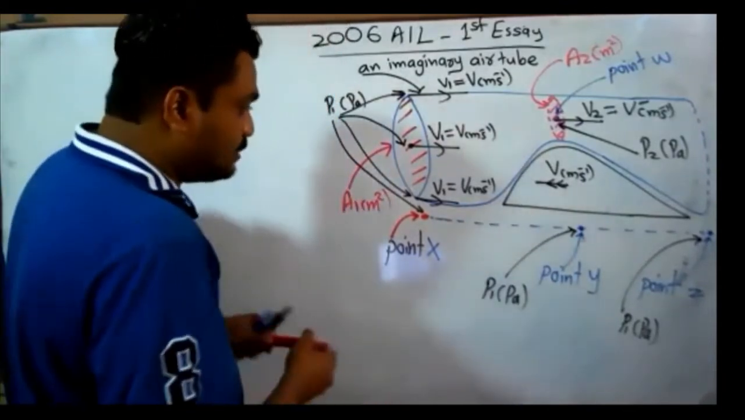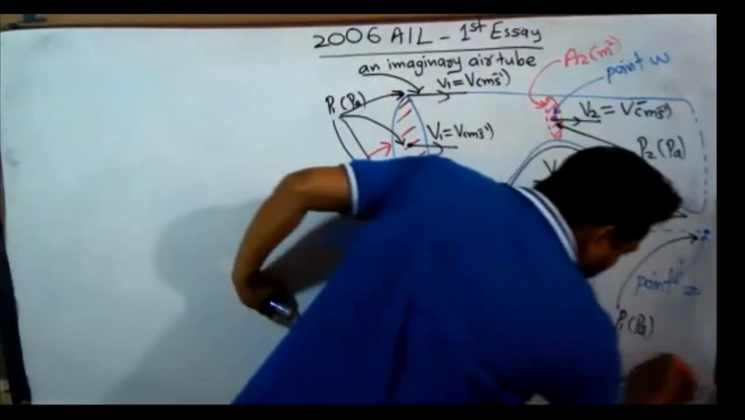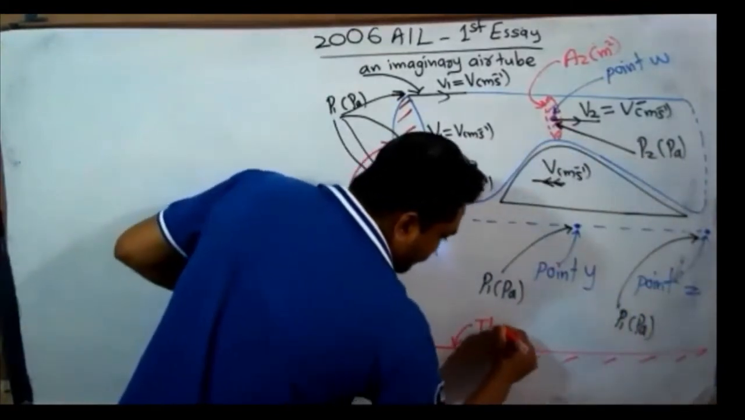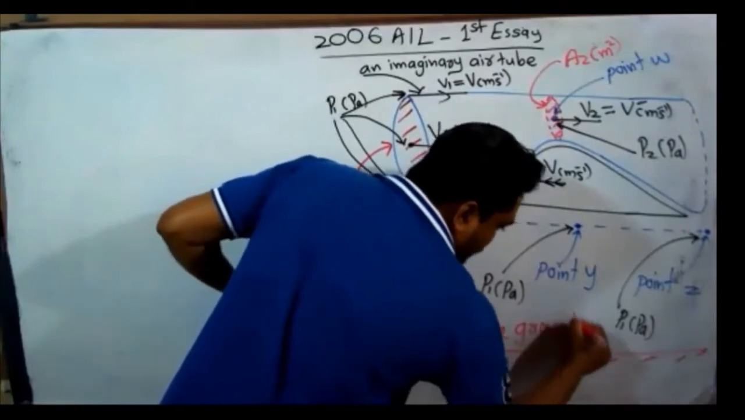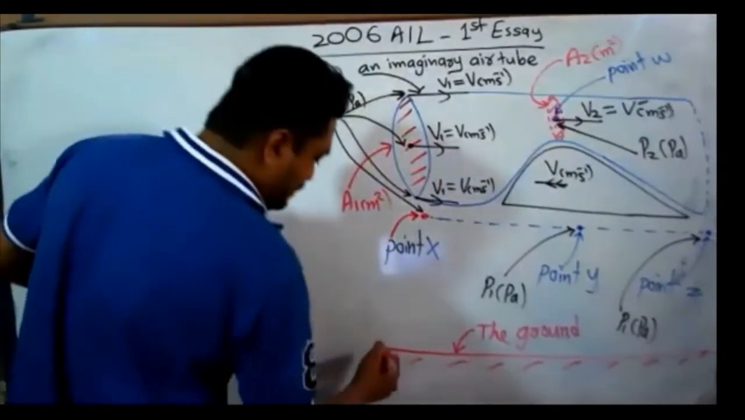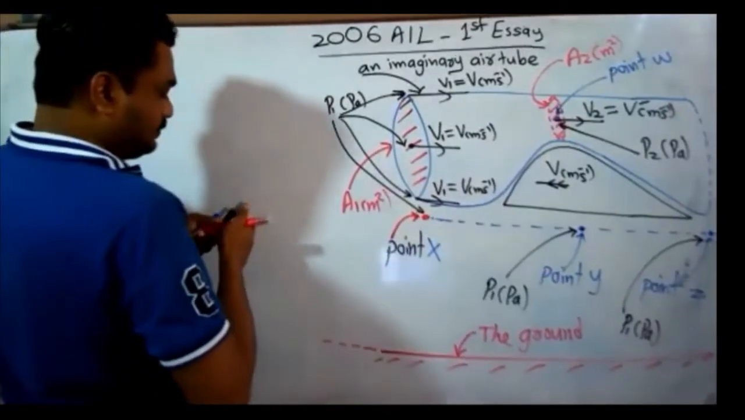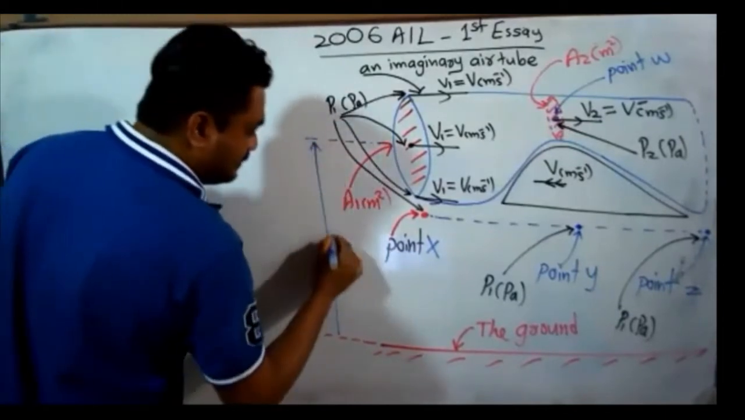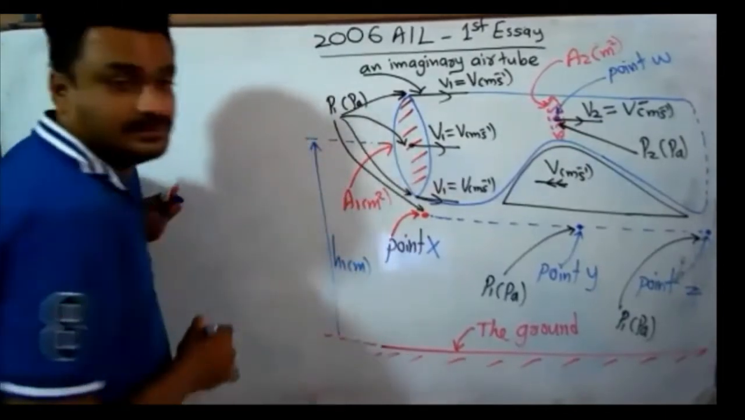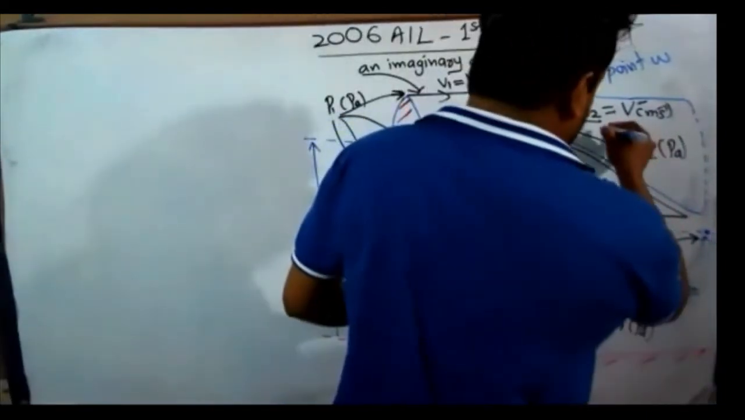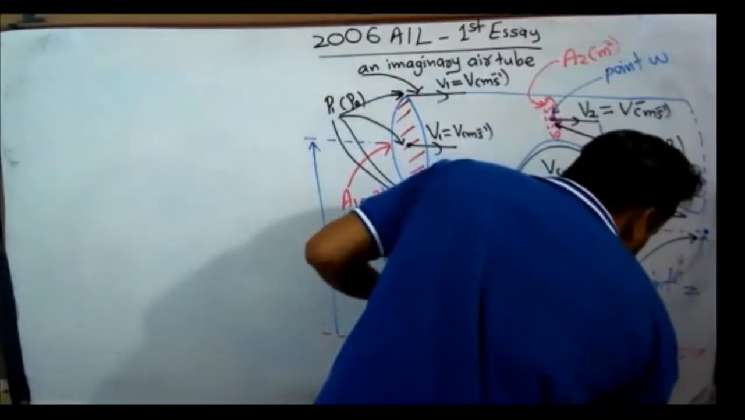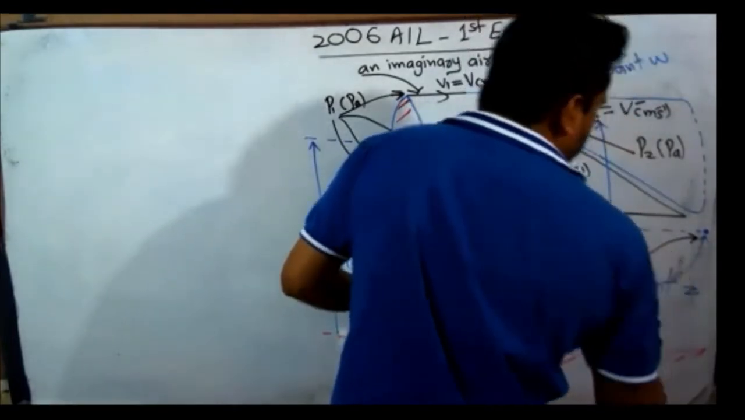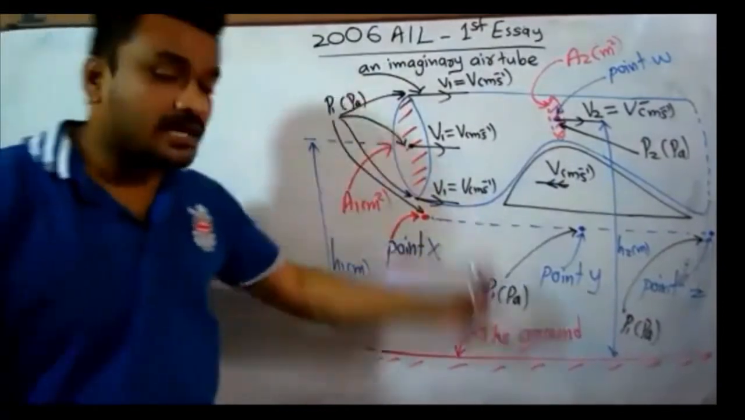And the other thing, it's better if you draw a ground also. This is the ground. You need these explanations here. And this height, let me mark this height as h1 meter, and let me mark the other height, this height, as H2 meters. Got it?